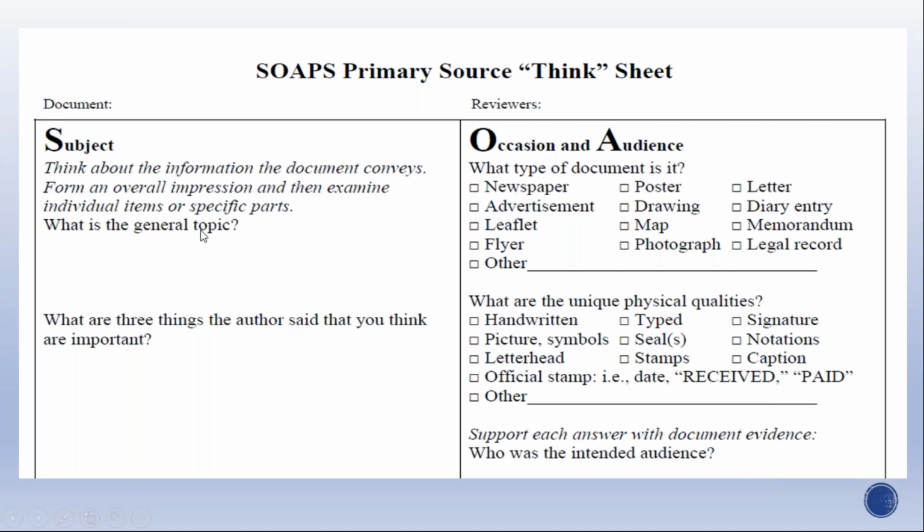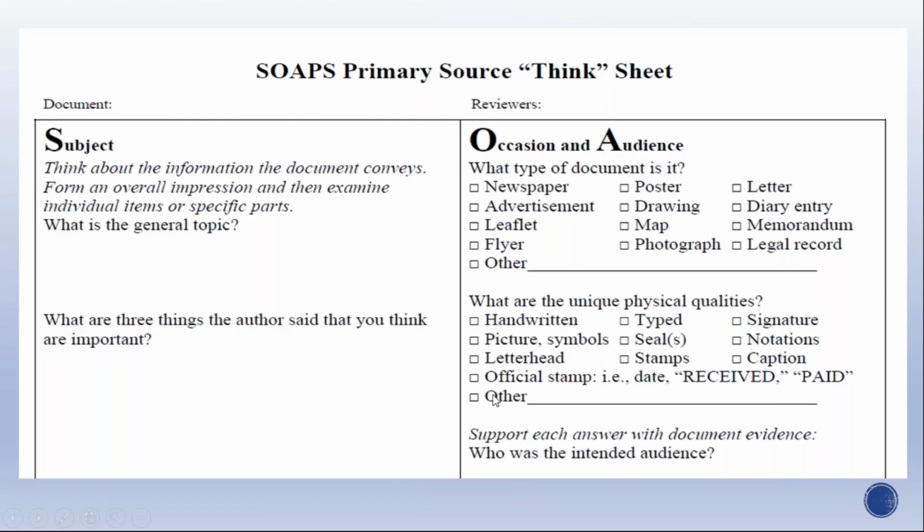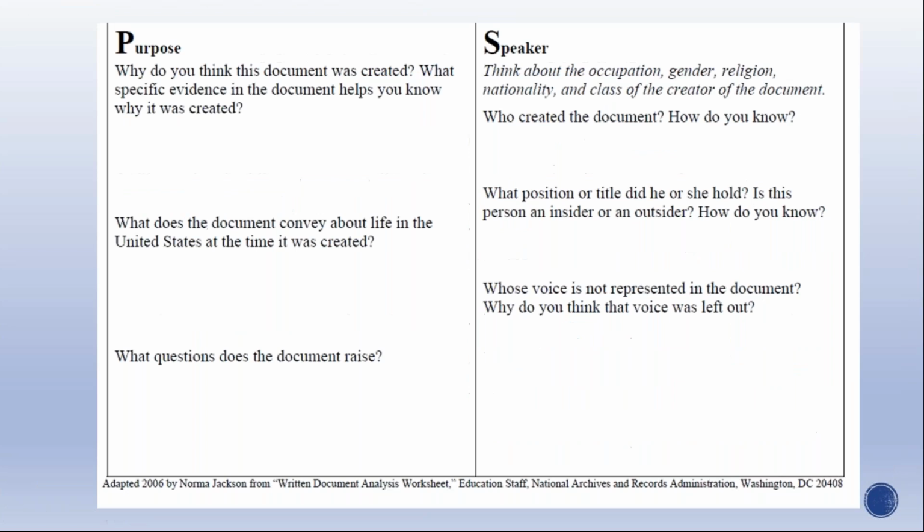In case students need some prompting, it gives them some questions like, what's the topic for subject? What do we think the author thought was important? For our broadside, it was easy for students to pick that one out because the letters and the font were so big. But occasion, audience, what kind of document is it? And then purpose and speaker. Again, you can shorten these to meet the needs of your class and make your own SOAP sheet. It's a really cute little acrostic for helping students learn how to tackle written primary sources.